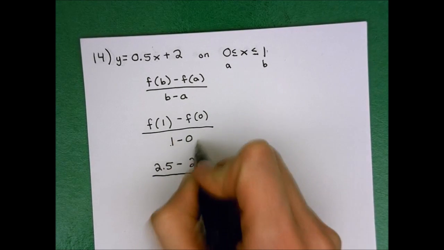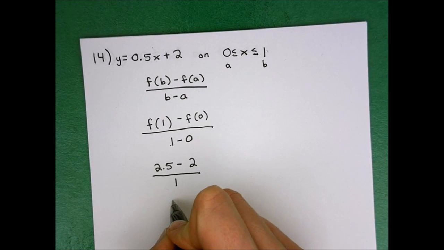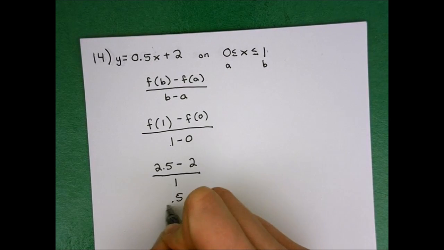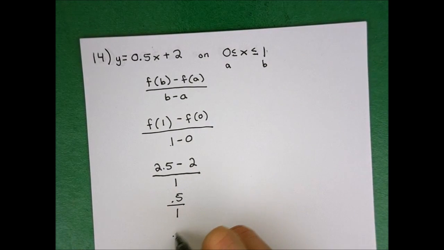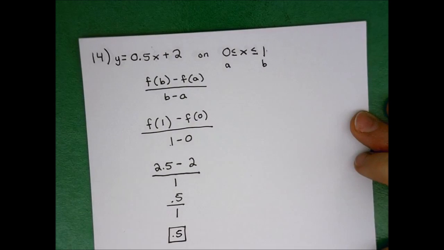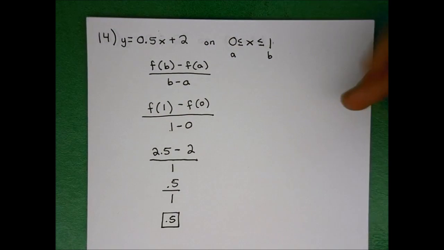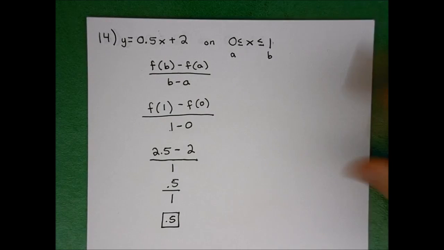All over 1 minus 0, which is 1. And 2.5 minus 2 is 0.5 all over 1. And 0.5 divided by 1 is 0.5, and so that's going to be my average rate of change on the interval from 0 to 1. Okay.